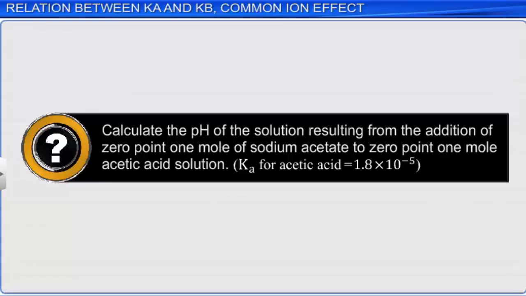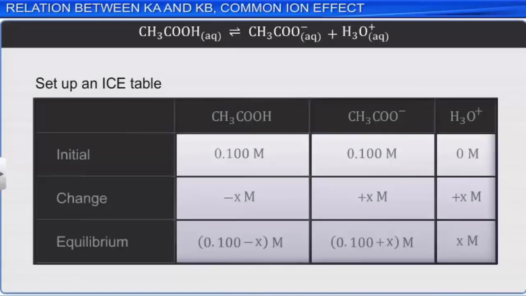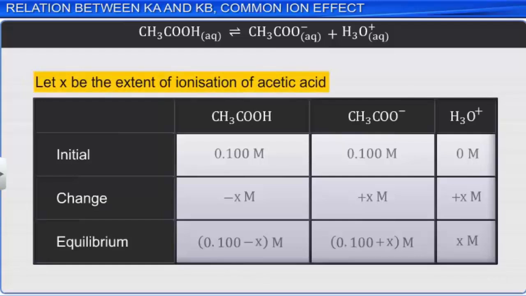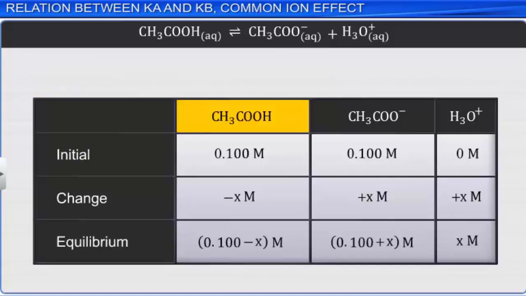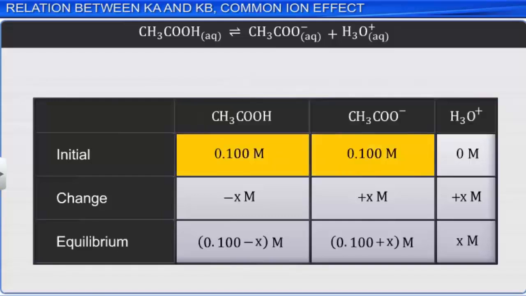The dissociation equilibrium of acetic acid in water may be represented as CH3COOH aqueous in equilibrium with CH3COO minus aqueous plus H3O plus aqueous. To determine the equilibrium concentrations of the substances, set up an ICE table. Let x be the extent of ionization of acetic acid. The initial concentrations of CH3COOH, CH3COO minus and H3O plus are 0.1, 0.1 and 0 moles respectively.